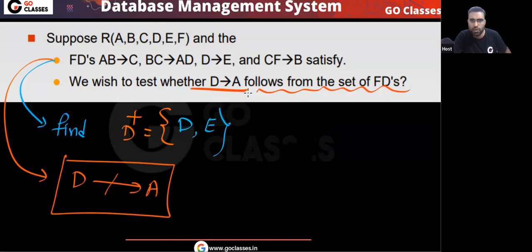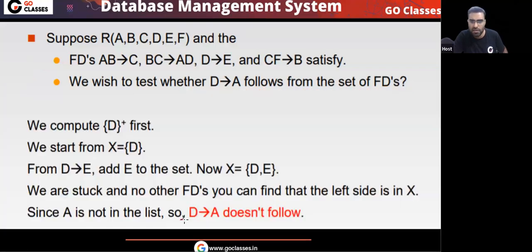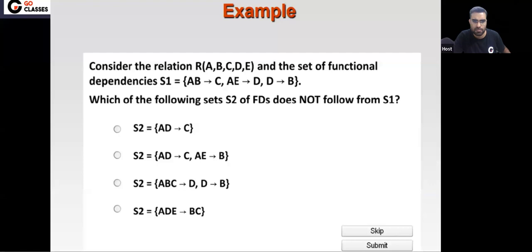Okay, so can I infer this? I can say this cannot be inferred. I can say this FD cannot be inferred, or this FD cannot be derived. Very simple concept, right? Let's move on. You can see this does not follow. This FD you cannot infer. Tell me the answer for this question.